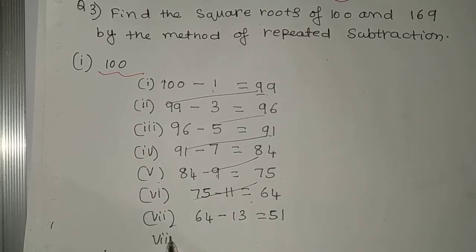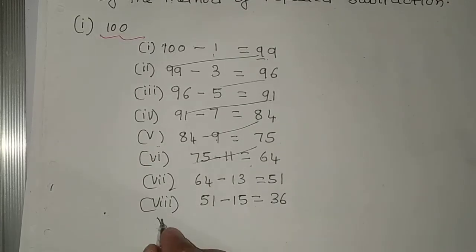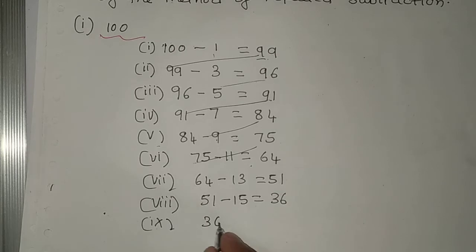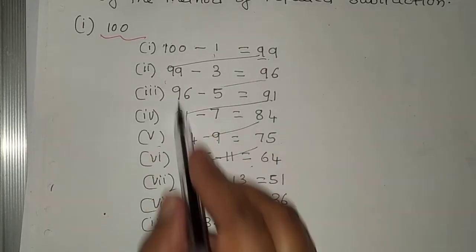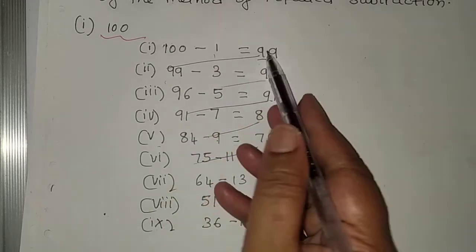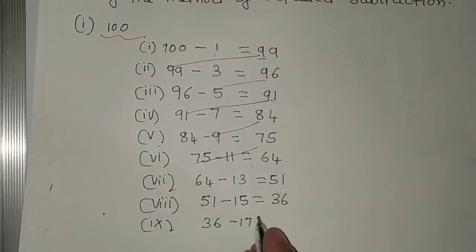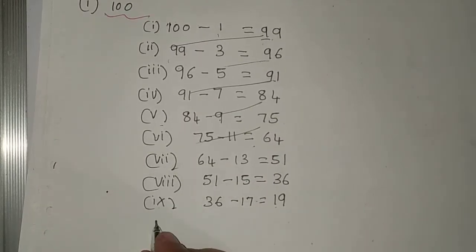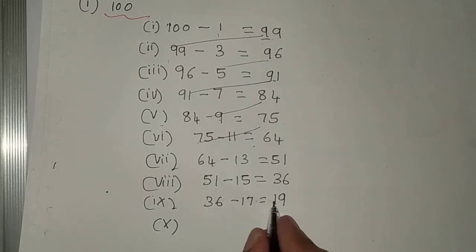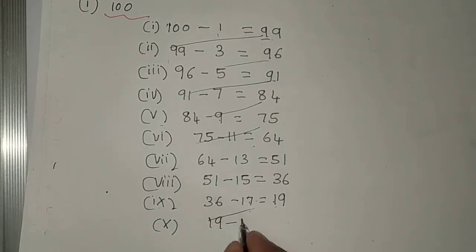Now next is the eighth step. 51 minus 15 is equal to 36. Now ninth step, 36 minus the next odd number, 17. All these are odd numbers, and this side are the answers you are getting. So 36 minus 17 is equal to how much? It is 19. So finally we got 19. 10th step is 19 minus the next odd number, 19, and you get 0.